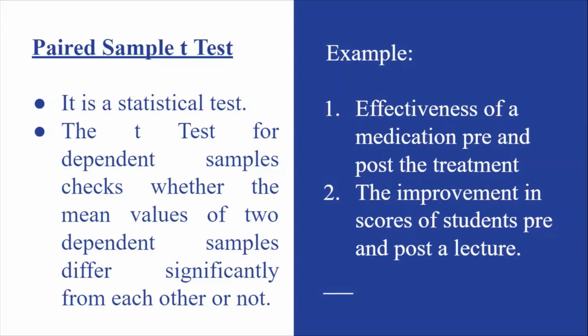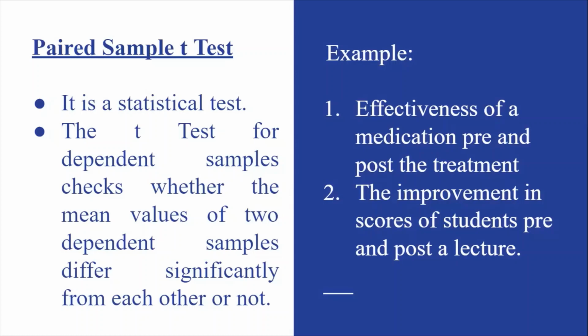The paired sample t-test is a statistical test used for dependent samples and it checks whether the mean values of two dependent samples differ significantly from each other or not. That is, it is usually used to compare the mean of pre and post situation, right? So let's have a look at some examples.